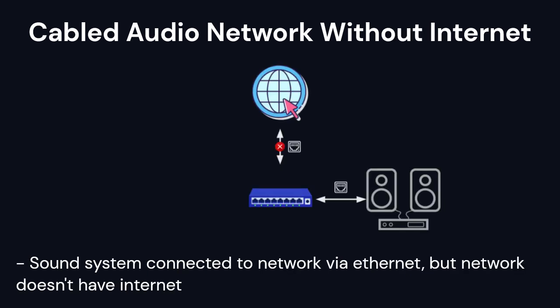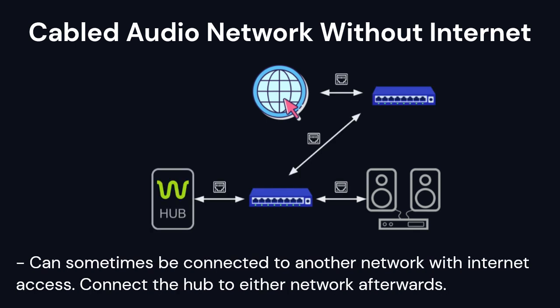The second configuration is when the sound system is connected to a cabled network, but the network doesn't have internet connection. In this configuration, there are several possible alternatives for how to proceed. If the network is only used for sound equipment, such as audio processors or panels, it can in many cases be connected to another network with internet access via an Ethernet cable. This can be done if there is a network switch or Ethernet port with internet access available close to the sound system's network.